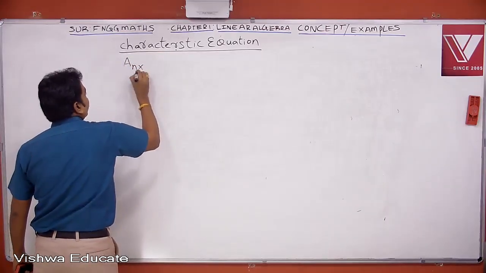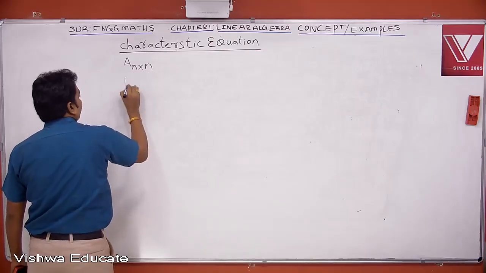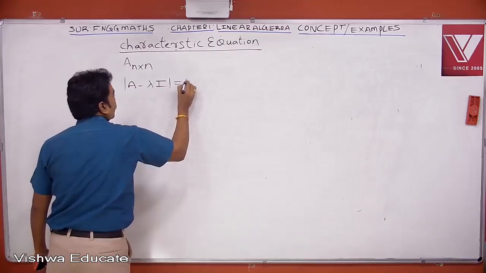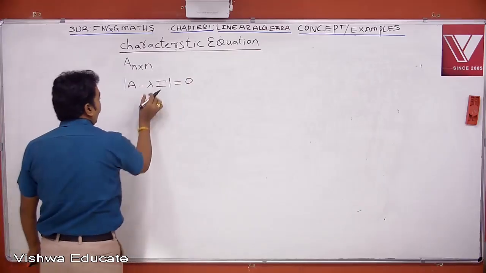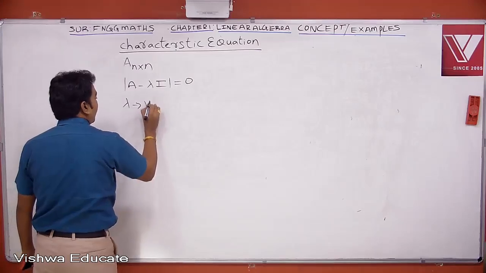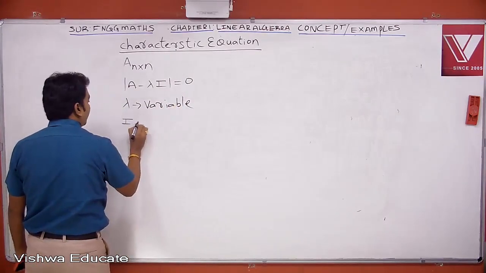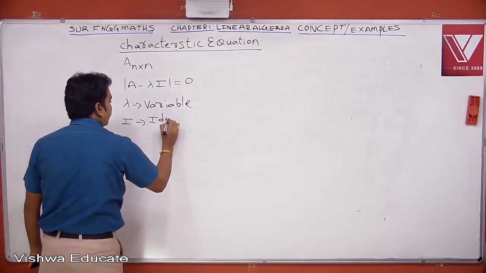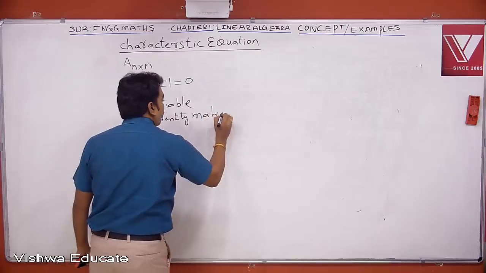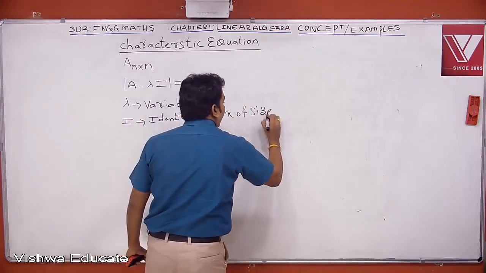Suppose A is an n cross n matrix. Its characteristic equation is defined as determinant of A minus lambda I equal to 0. Now in this case, lambda is a variable quantity, and I is an identity matrix of size n cross n.